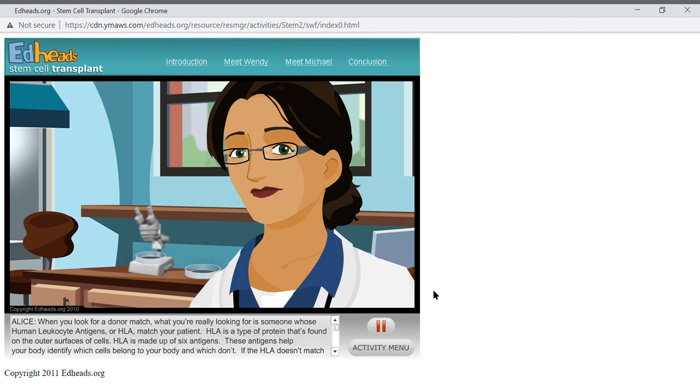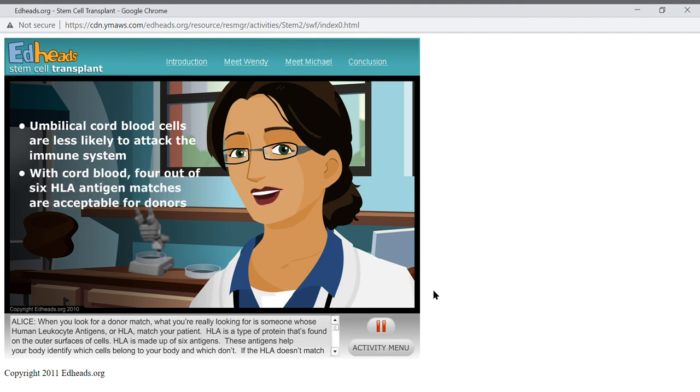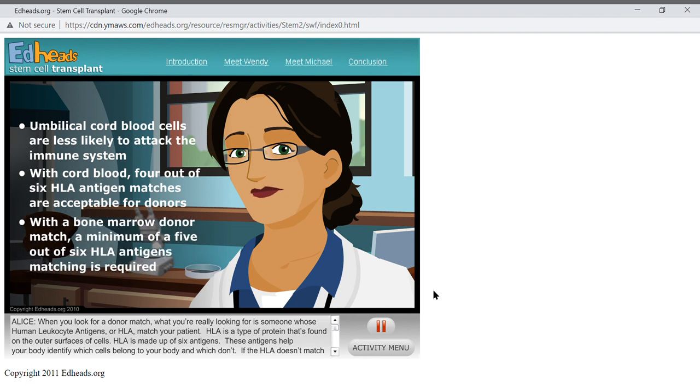In cases of an incomplete match, cord blood is more flexible. Umbilical cord blood contains immature immune cells that are less likely to attack the patient's immune system. Because of this, 4 out of 6 HLA antigen matches are acceptable for cord blood donors. For a bone marrow donor match, a minimum of 5 out of 6 HLA antigens matching is required. I've discovered that there's only one cord blood donor that might match Michael.